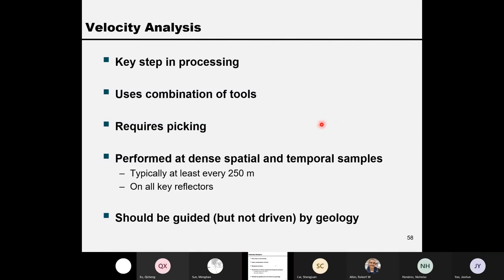For the velocity analysis, we emphasize this is a key step in the processing for generating stacking velocity, and the next step for migration image, right? Usually, depending on the complexity of your data, you use combined tools, not any single one. Just make sure the velocity picking is right. You do need to pick the velocity from the spectrum. Maybe the computer can help you do some semi-automatic picking, but definitely you need human interaction here to get the picking right.